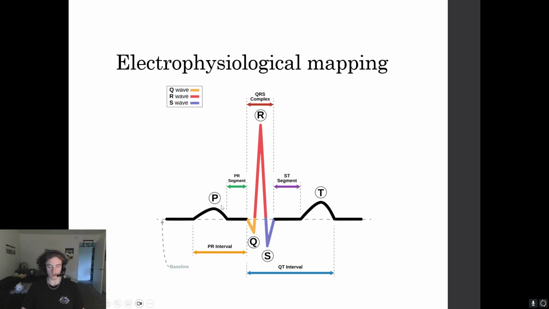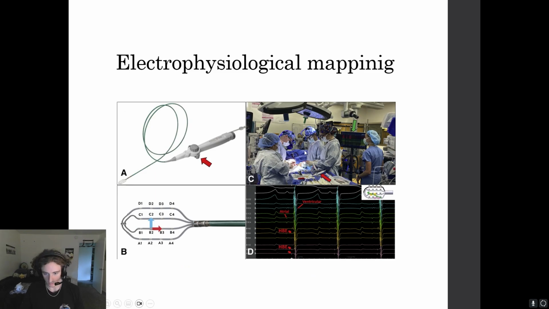So P wave is going to be depolarization, atria contracting. QRS complex is going to be the ventricle contracting, the depolarization of the ventricle, and the T wave is going to be the repolarization. So, in terms of electrophysiological mapping, here's what we're doing. Essentially, using a catheter like this, right, with nodes placed, okay?